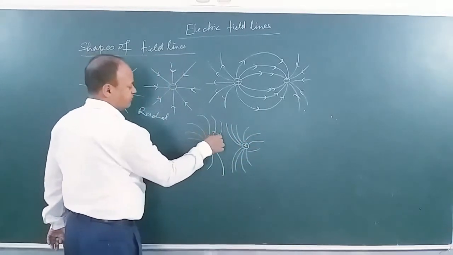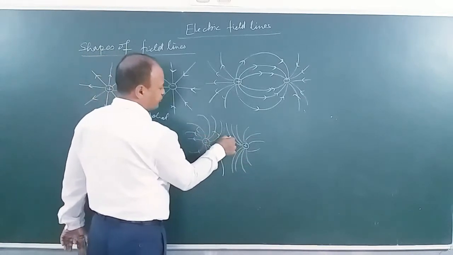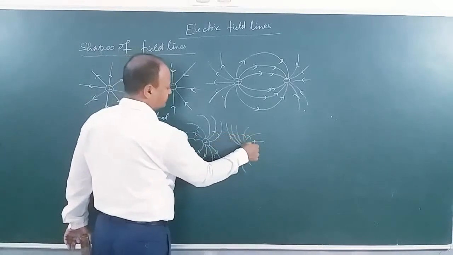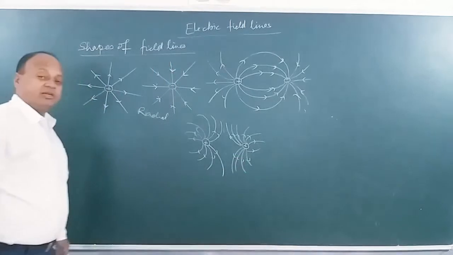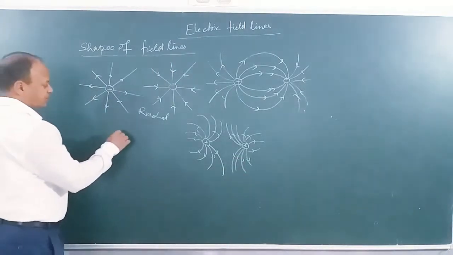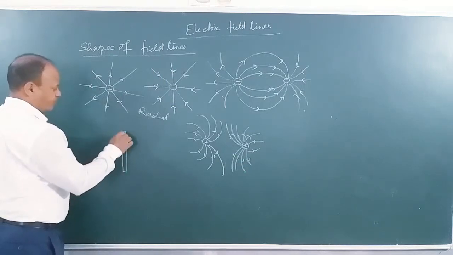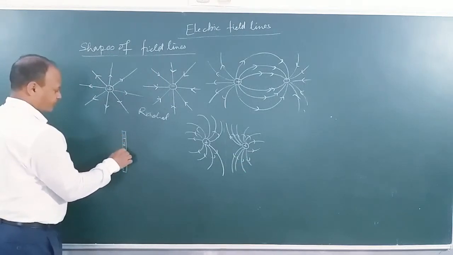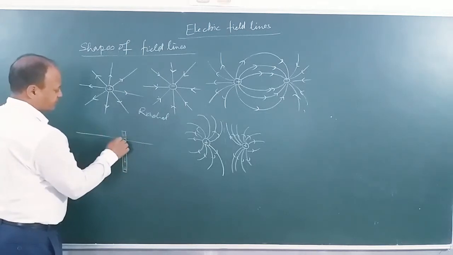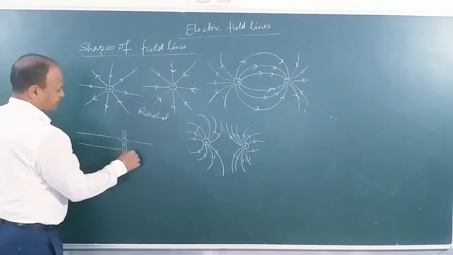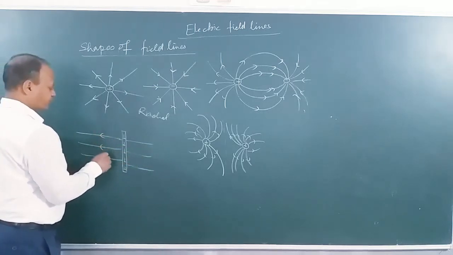Away from positive charge. Away from positive charge here also. Suppose a linear distribution of charge. This is a linear distribution of charge. So these lines will be straight. These lines will be straight. Okay, away from the positive charge.